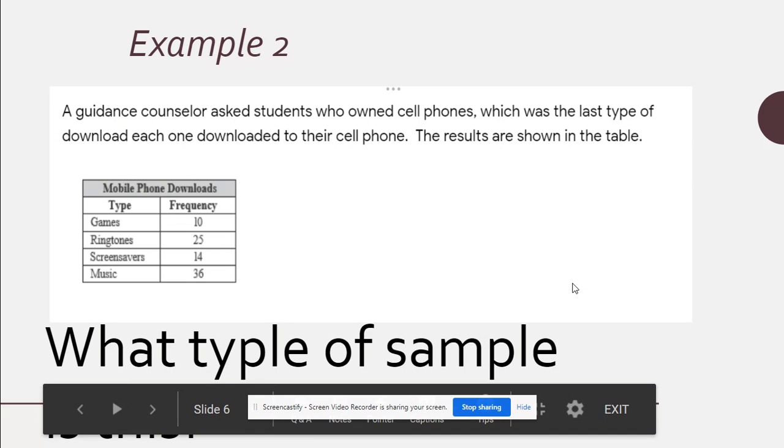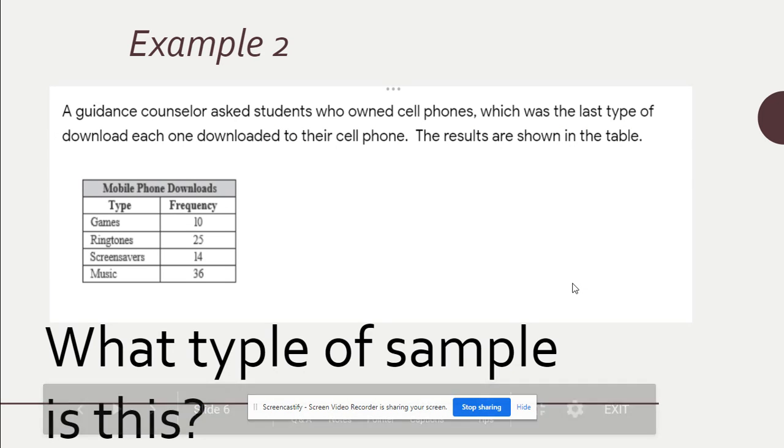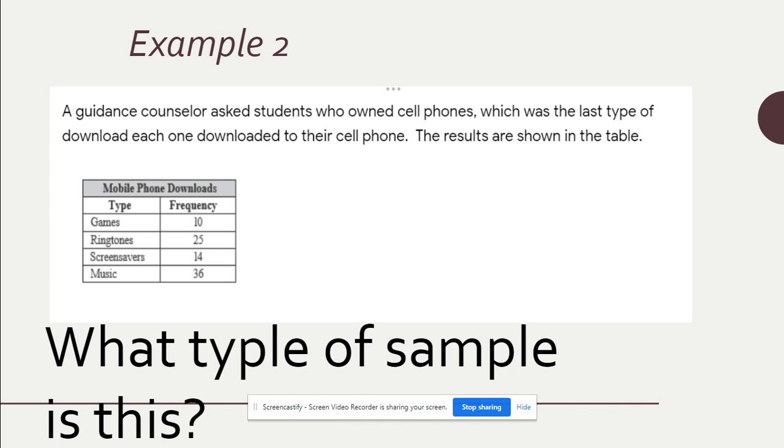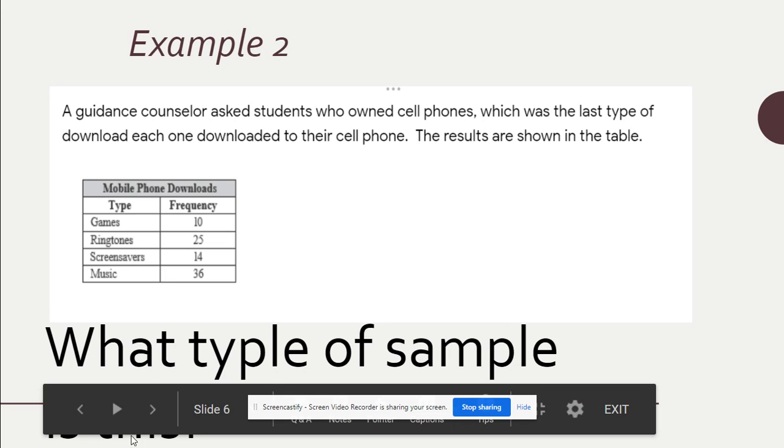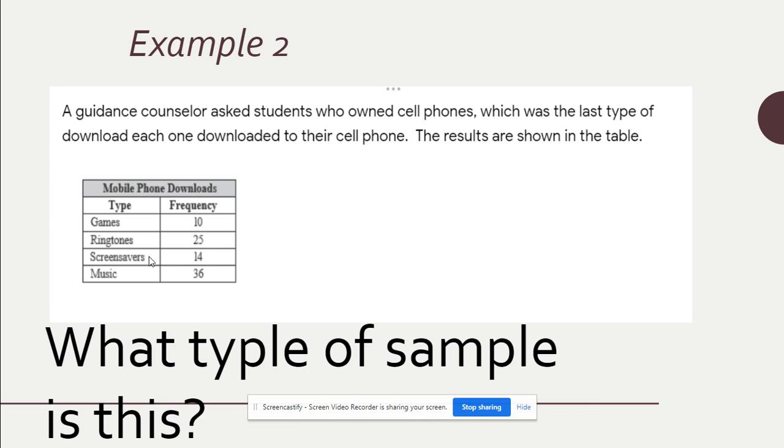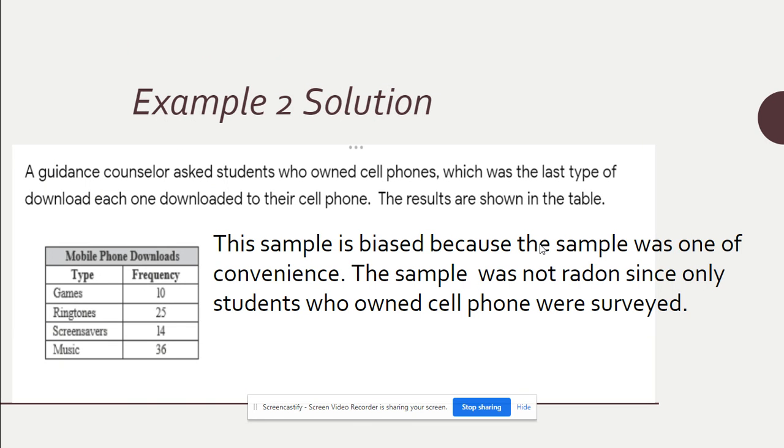All right, example number 2. And I'll just stop here and say that some of these are problems from your homework, so I would especially pay attention as I go through these. A guidance counselor asked students who own cell phones which was the last type of download each one downloaded to their cell phone. The results are shown in the table. So we see here the most downloaded thing was music, and ringtones were 25, and then screensavers were 14, and games were 10. So what type of sample is this is the question.